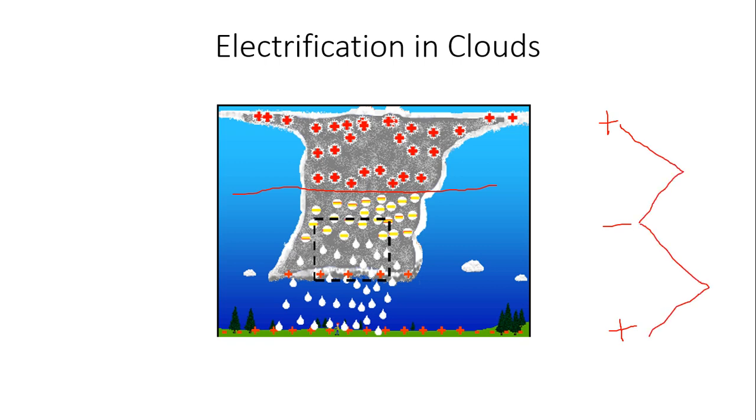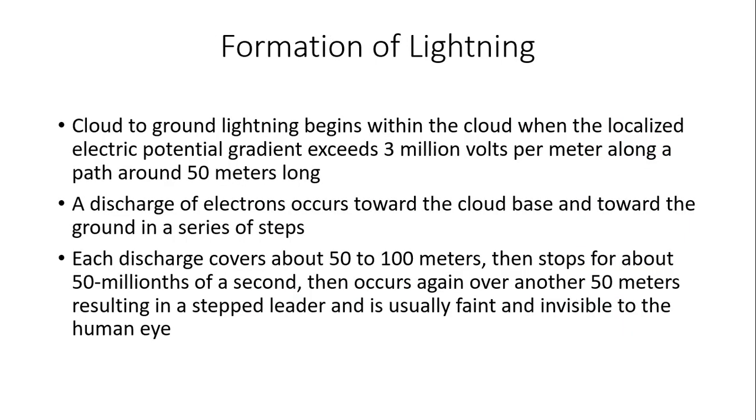Positive, negative, negative, positive. Eventually, over time, the electrostatic potential between the positive charges and negative charges becomes too great. And again, air is a poor insulator. Eventually, the charge becomes so great that you get this lightning bolt to come down, from the positive to the negative areas, the charged areas. So that's cloud-to-ground lightning.